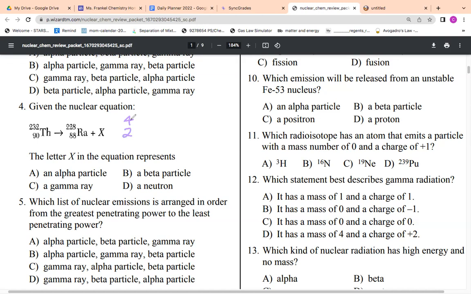What particle has a mass of 4 and charge or atomic number of 2? That would be an alpha particle, or it can be rewritten like this. Either way, this is an alpha particle, and this is representing alpha decay.